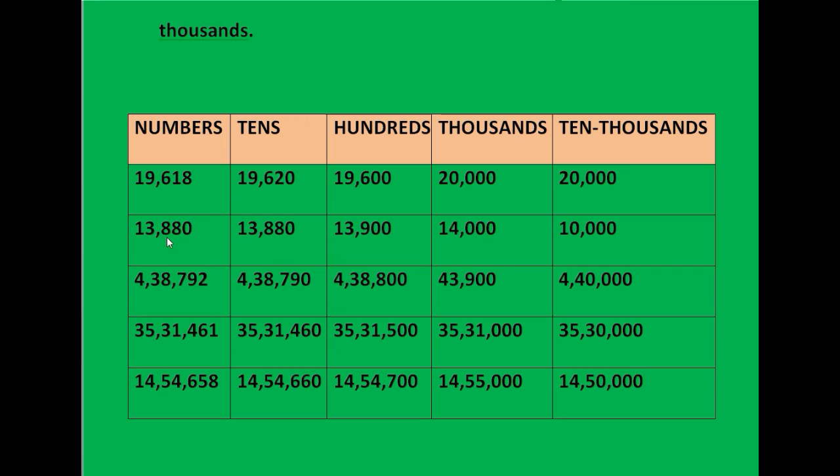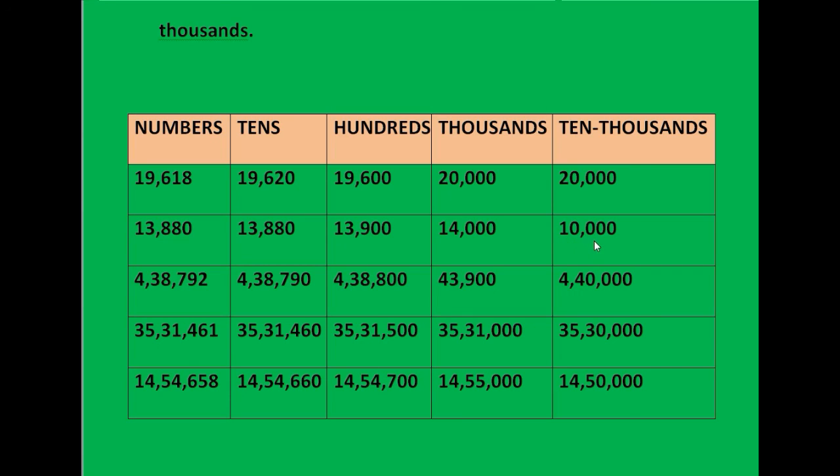Now, rounded off to thousands. We see the thousands place digit, that is 3. To the right of this digit is 8, which is greater than 5. So we add 1 to this digit and it becomes 4. To the right of this digit there are 3 digits, so we put 3 zeros. It becomes 14,000.